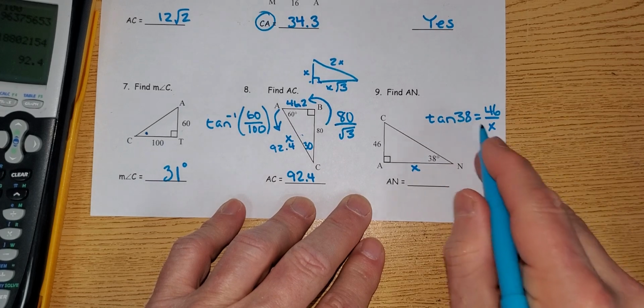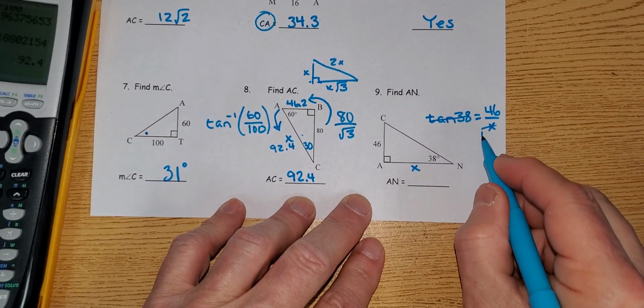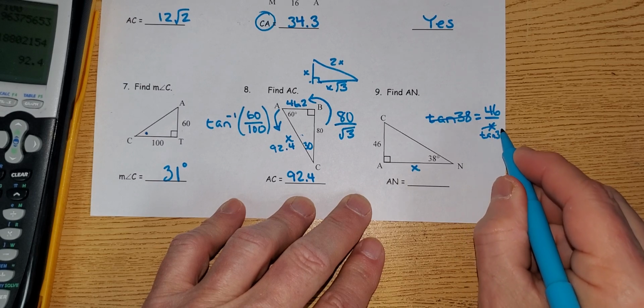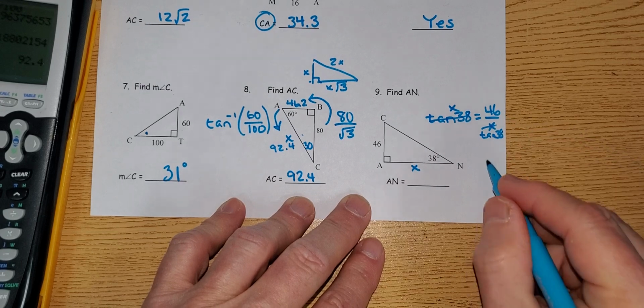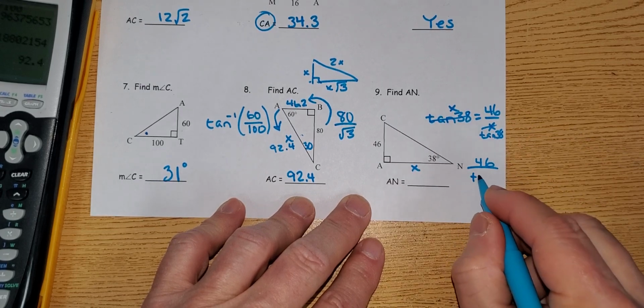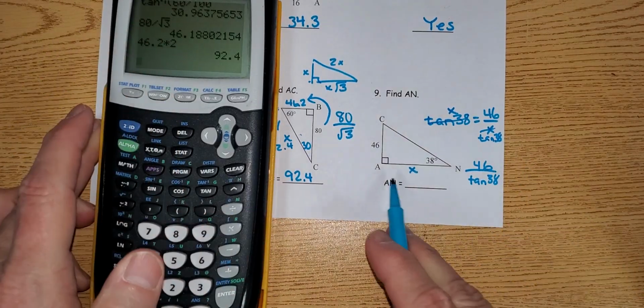If you have X on bottom, you switch them, right? So that one's gone, that one's gone. Now put tan 38 here. Can y'all see that? Yeah. And then this is X. So basically I'm doing 46 divided by tan 38 with my calculator. And that'll give me the answer to AN.